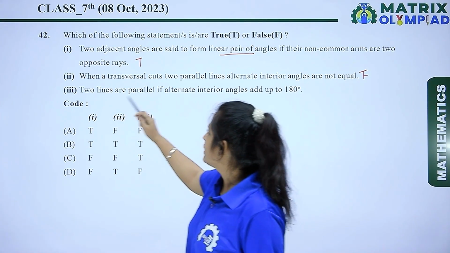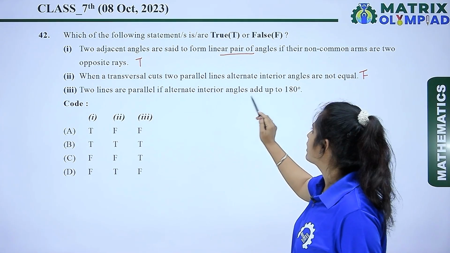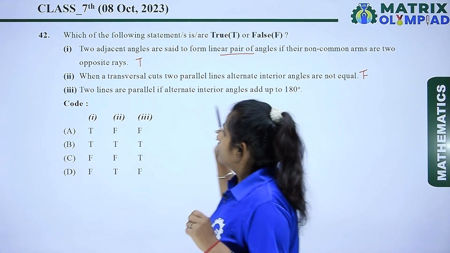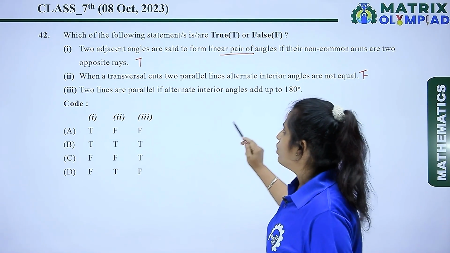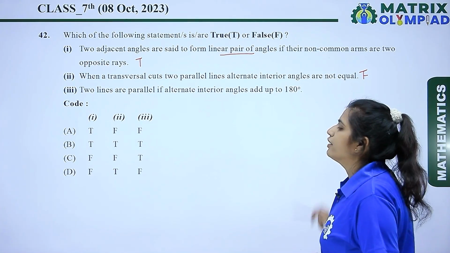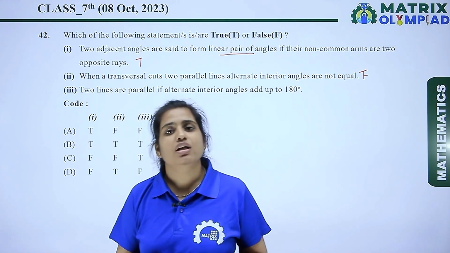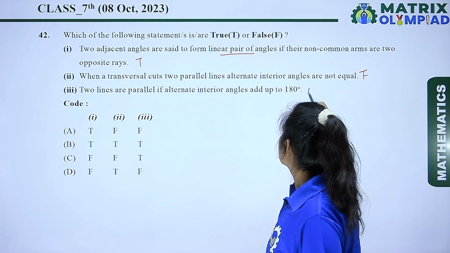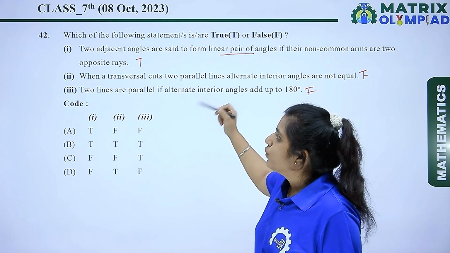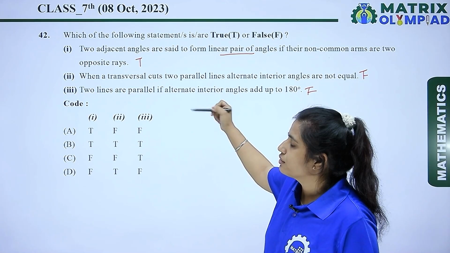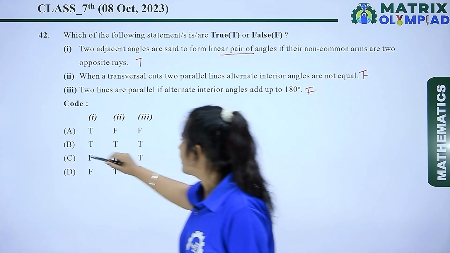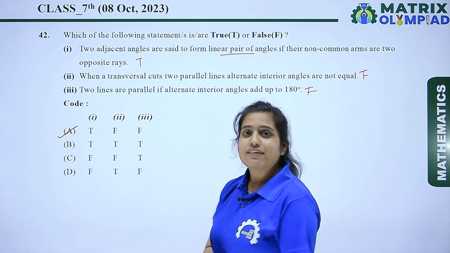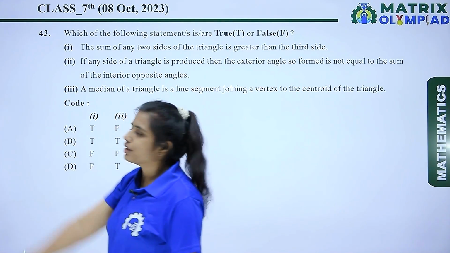Now the next. Two lines are parallel if alternate interior angles add up to 180 degree. अगर दो लाइन पैरेलल हैं तो अल्टरनेट इंटीरियर एंगल का सम 180 डिग्री होगा. तो ये हमेशा पॉसिबल नहीं होता है. Sometime it happen, sometime not. तो this statement is false. So according to question, option A is the correct answer. That is true, false, false. Now let's begin with the next question, that is question number 43.